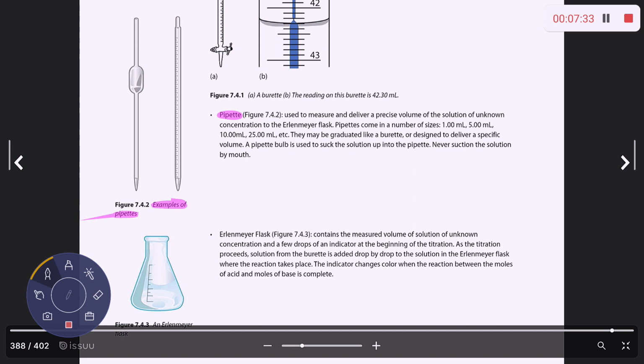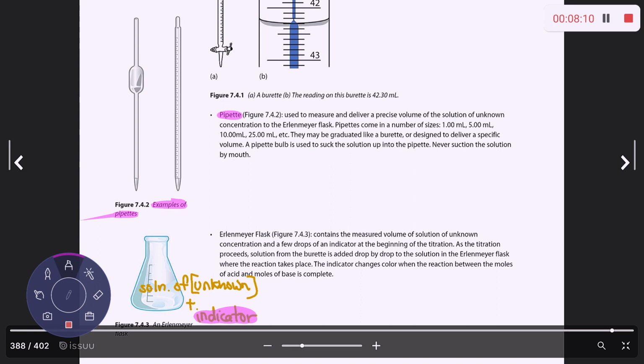And these are also very precise, and they deliver the unknown into your Erlenmeyer flask, okay? So in your Erlenmeyer flask, what you will have is the solution of unknown concentration, and you have to add something called an indicator. If you forget to add the indicator, you will never know when you're done with the lab, okay? So this right here is extremely important.